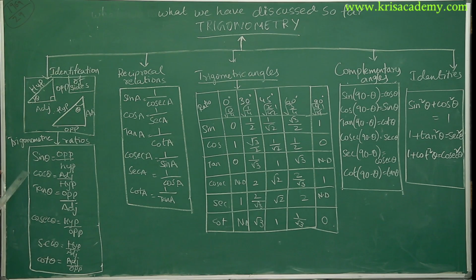Once again, we have 6 trigonometric ratios which will help you to find the other sides. Sin theta is equal to opposite by hypotenuse, cos theta is equal to adjacent by hypotenuse, tan theta is equal to opposite by adjacent.